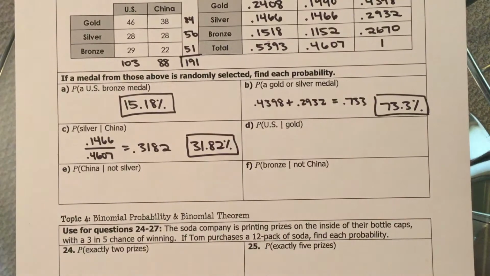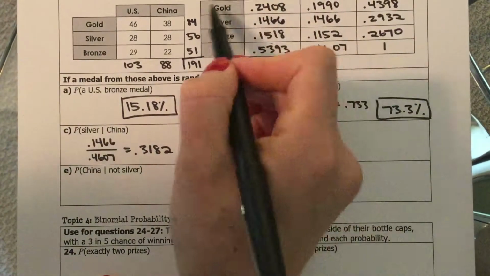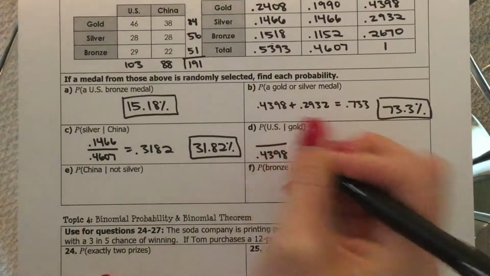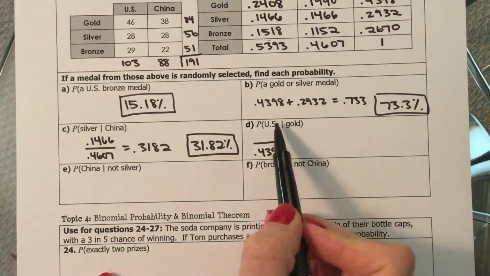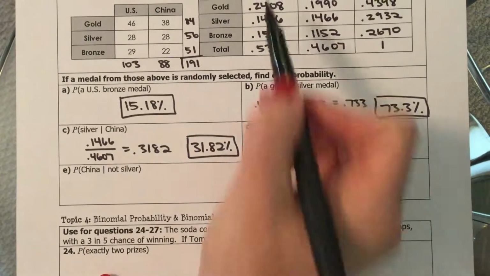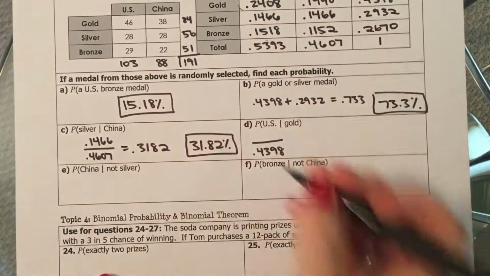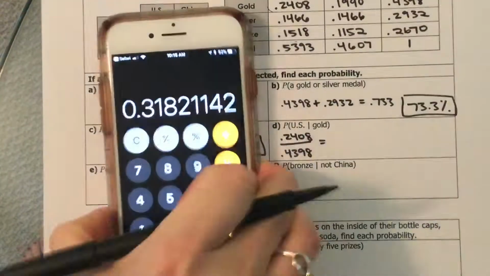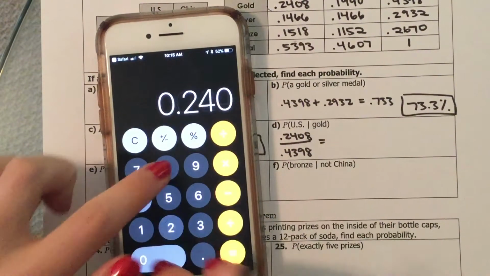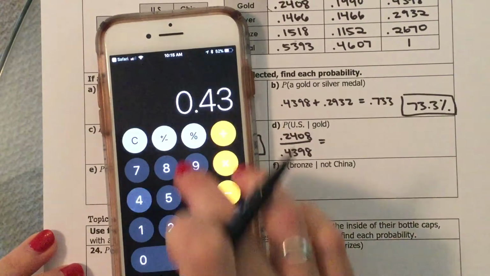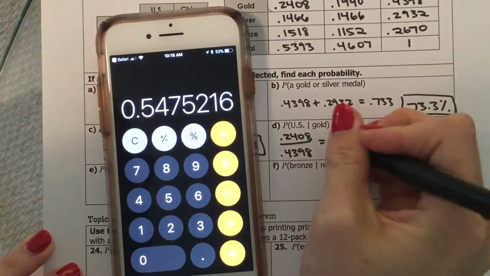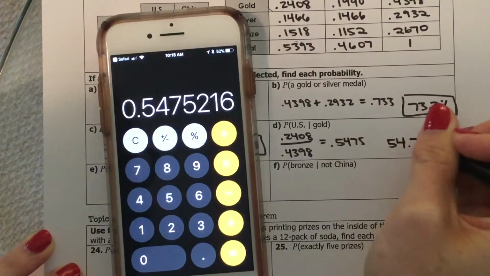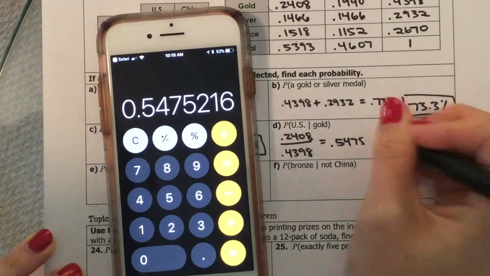Next, US, given that it's a gold metal. So if you reduce yourself just down to the gold metal category, that would be this total. So 0.4398 is the new denominator rather than all 100%. And then the probability of US in that category would be this. So 0.2408. So we do that division, 0.2408 divided by 0.4398. So that is 0.5475, so 54.75% for part D.